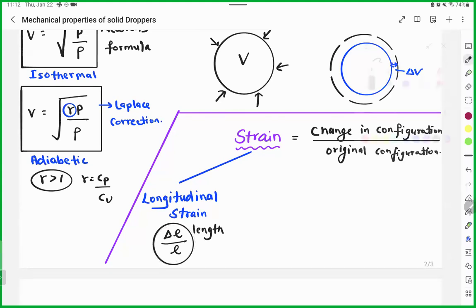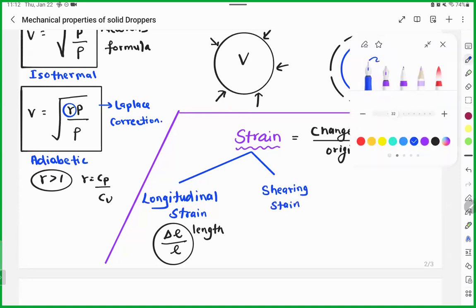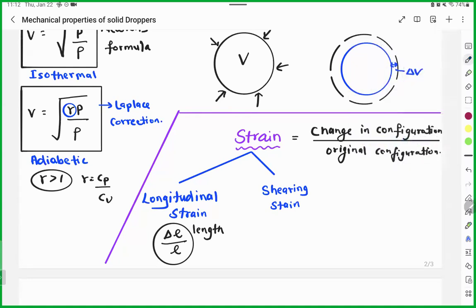Second is shearing strain, because we had shearing stress. In this, your angle will change. Remember, angle is changing with respect to the length. So your main concern is tan theta. It depends how it is changing with respect to length. Though it looks like L only, the difference is here angle is changing.